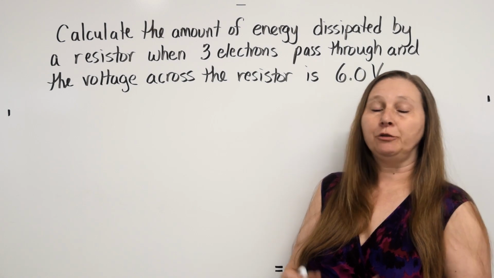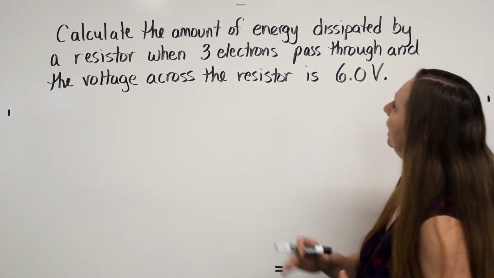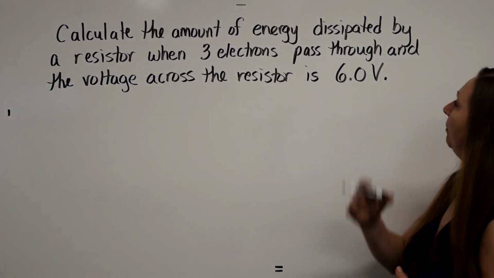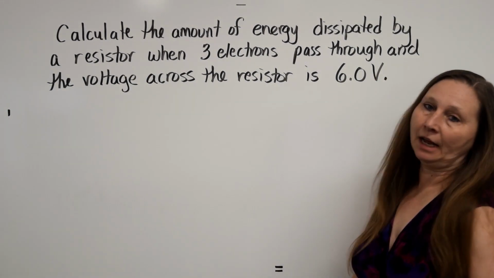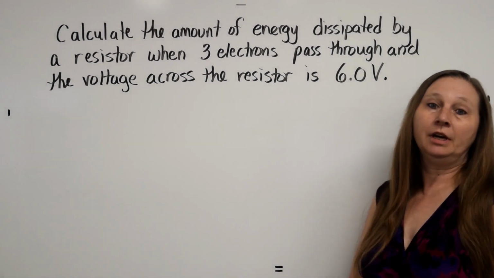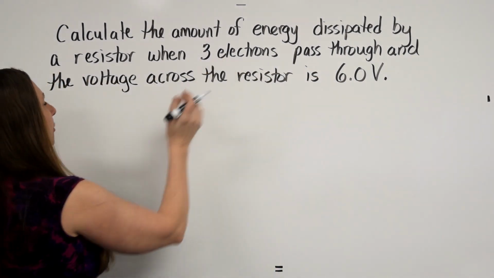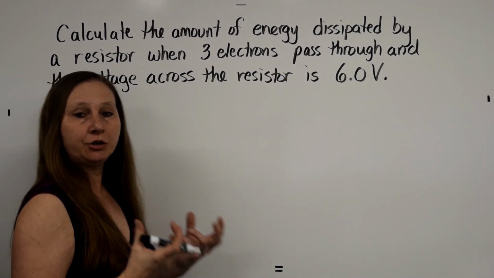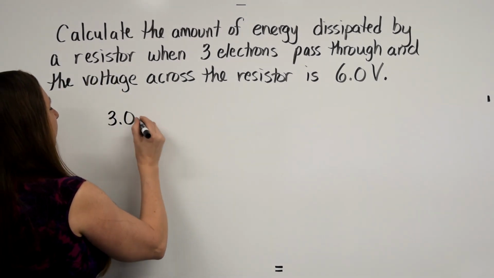All right, now let's see how the two different versions of the equation can be used. Calculate the amount of energy dissipated, basically converted to heat inside of a resistor, when 3 electrons pass through and the voltage across that resistor is 6 volts. Now, the first thing I'd like to do is remind you that 3 electrons carry a certain amount of charge.